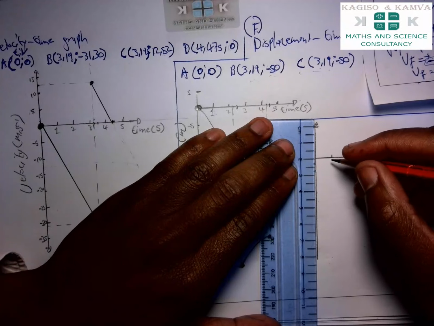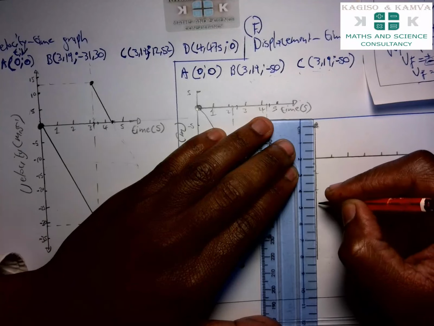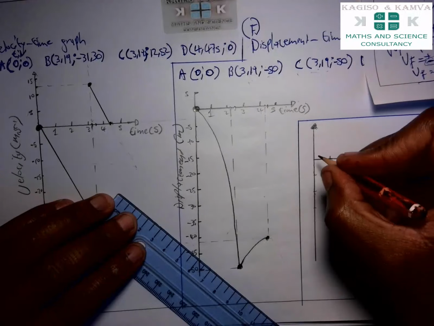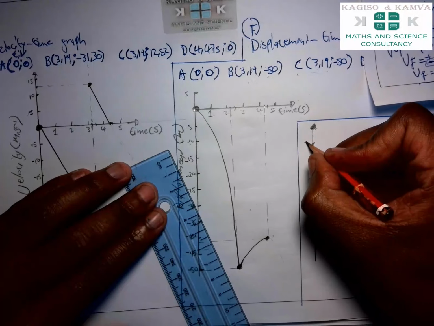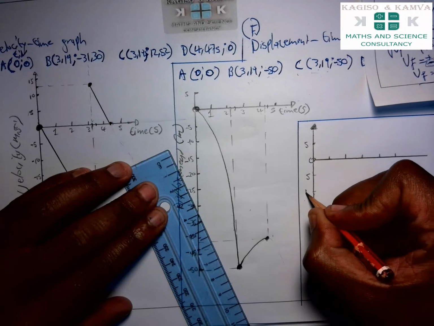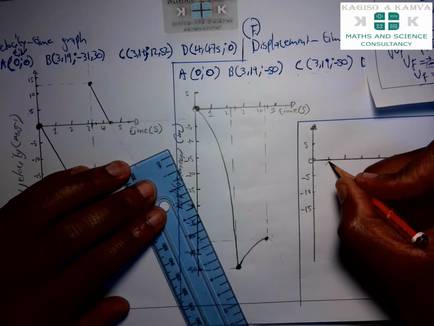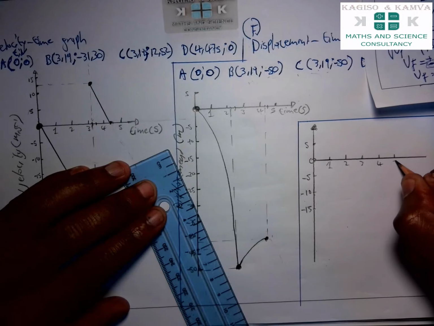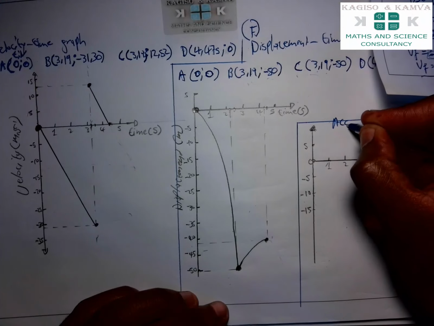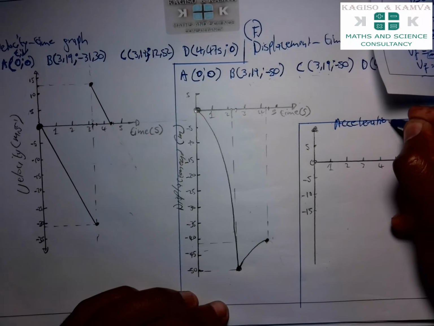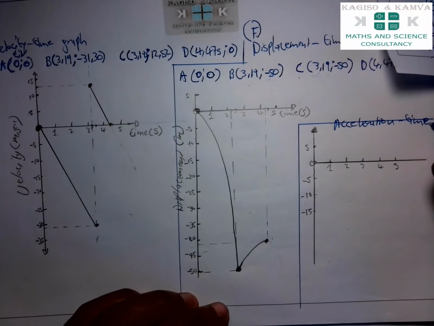And then let's say this is going to be 5, 10, 15. Let us just end it there, and then we're going to have 5 there. 5, 0, 5, 10, 15, negative. Okay, and then this is 1, 2, 3, 4, 5. So with the acceleration time graph, now how is this one different?